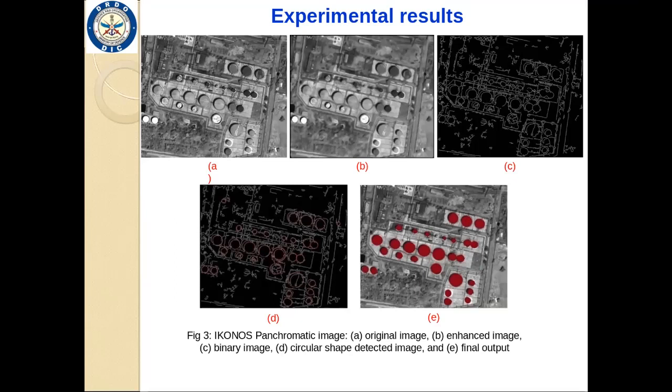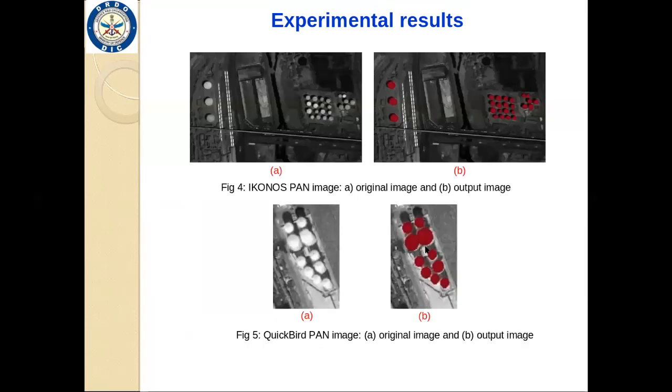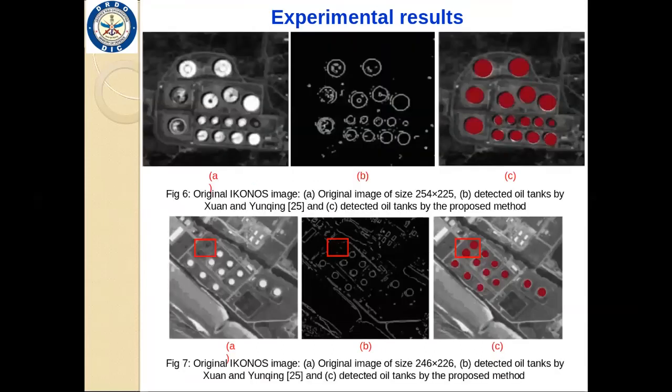Now with the Hough transform, we are getting the circular shapes, and this is the final result. We have applied it to various Ikonos and QuickBird data. Here are some of the samples. We have compared with the Yan algorithm also, how they have detected and what our detection is. Here, these particular bright oil tanks, they are able to detect.